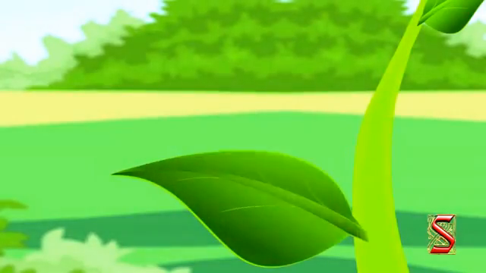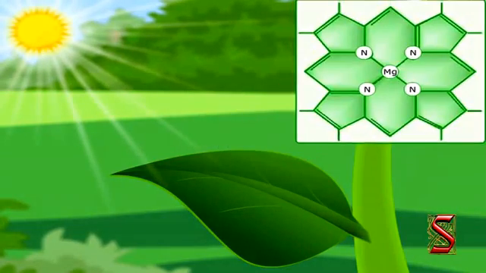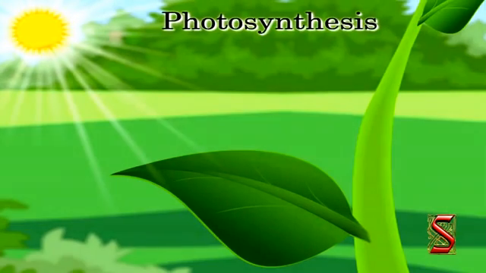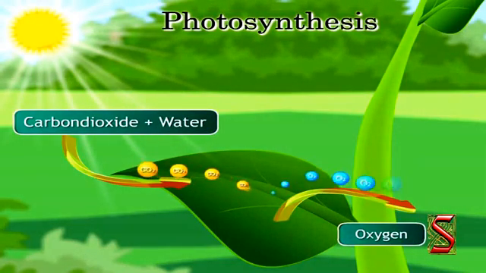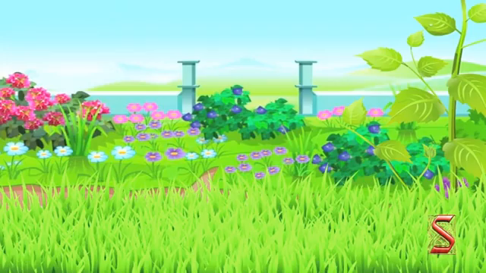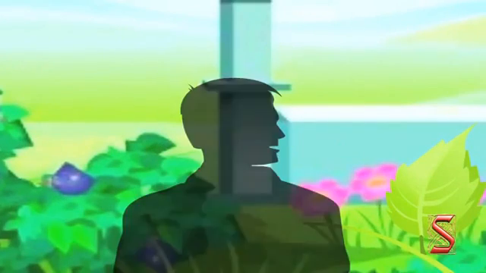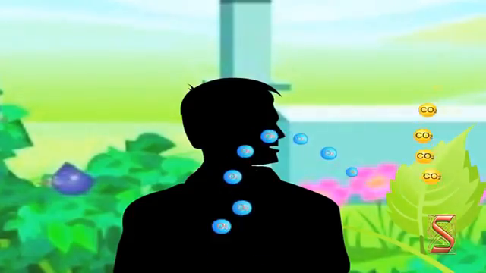Plant leaves prepare their food in the presence of sunlight and a green colored substance called chlorophyll, which is present in them. This process is known as photosynthesis. Leaves also use water and carbon dioxide for this process and release oxygen gas as a byproduct. Have you noticed how clean and fresh the air feels when you are surrounded by a large number of plants? It is because plants fill the air with oxygen, which is essential for all of us to live.